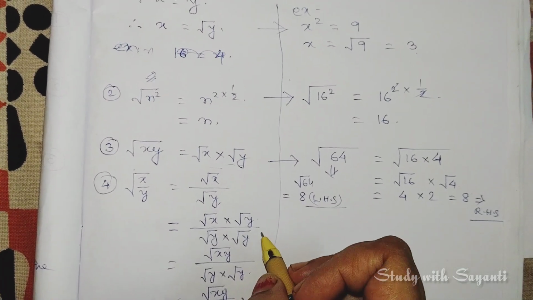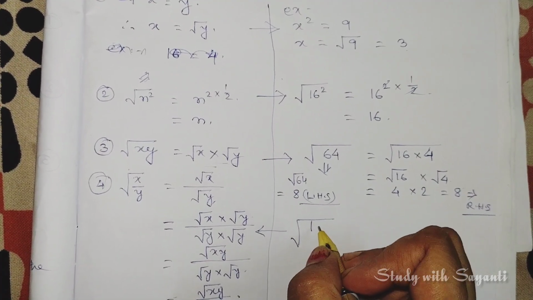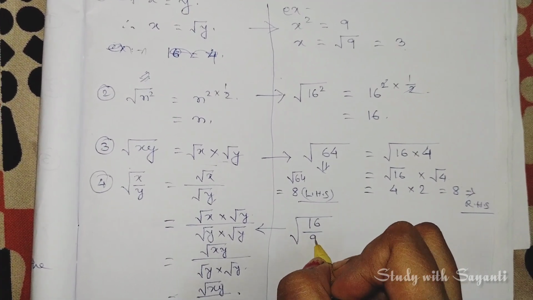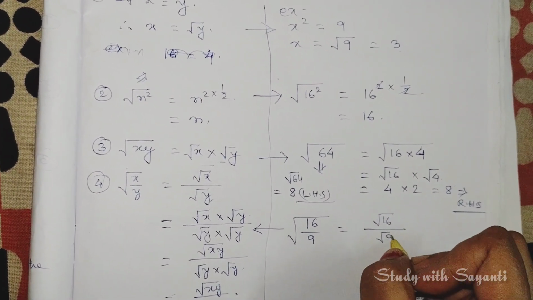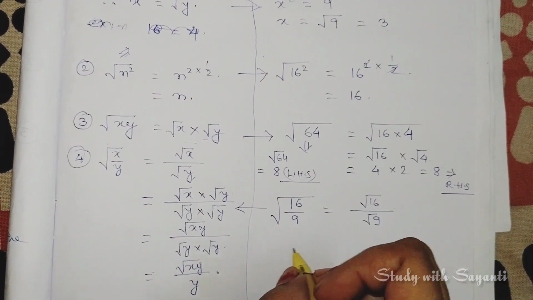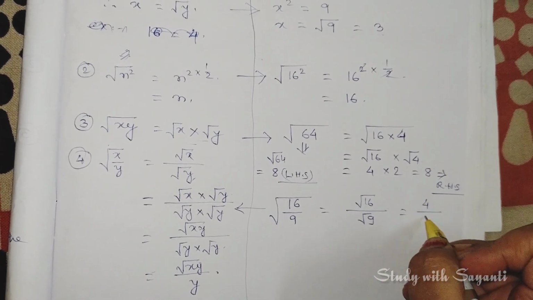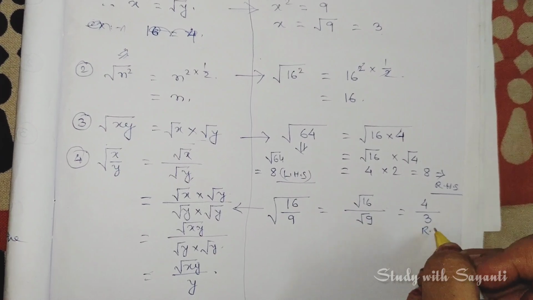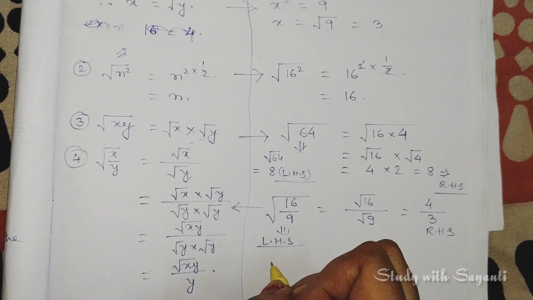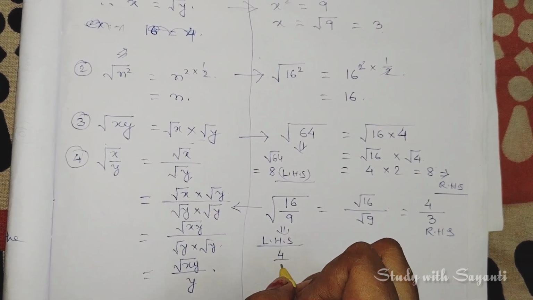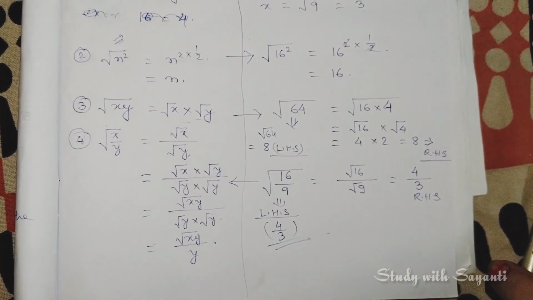Similarly, if we take this property, we can write root 16 by root 9, that is equal to, we can write it separately as root 16 and root 9. So it will be 4 by 3. So RHS equals 4 by 3. Similarly, LHS is also root 16 by root 9, that is 4 by 3. So RHS equals LHS.